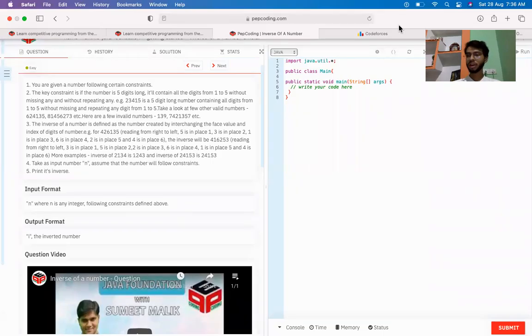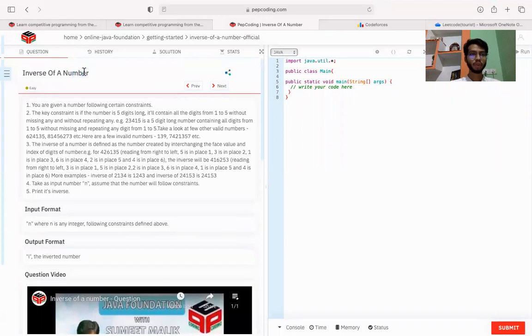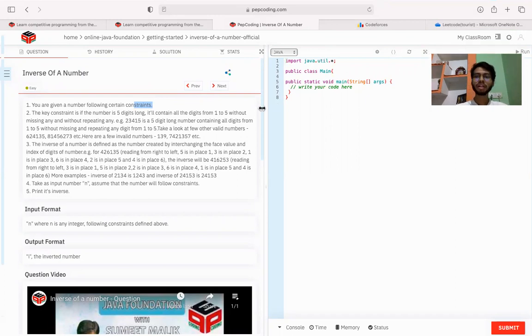So hey everyone, today we are going to discuss a problem, and the name of the problem is inversion of a number. So what does the problem statement say? The problem statement says that we have to take input n, and for that n we need to print the inverse of that number. Okay, so how we are going to define the inverse of a number, we'll discuss that.